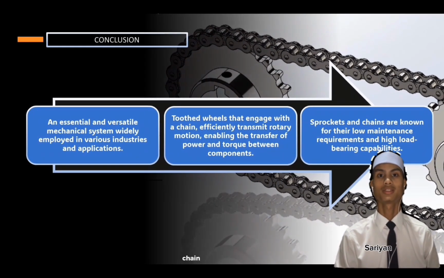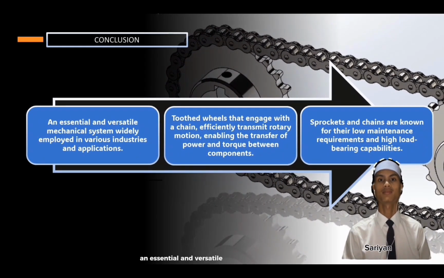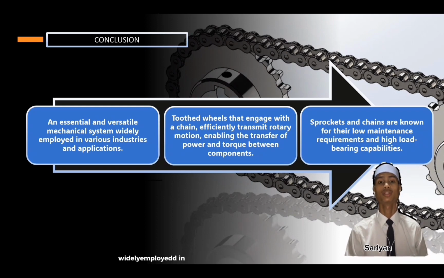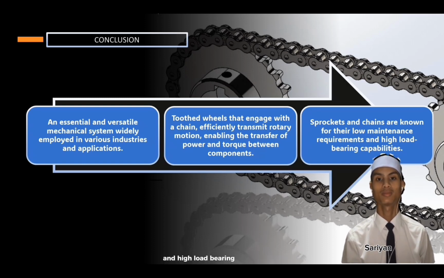In conclusion, chain and sprocket are important and versatile mechanical systems widely used in various industries and applications. Next, the function of the sprocket involved with the chain is to transmit the rotating motion efficiently, allowing the transfer of power and torque between the components. In addition, sprocket and chain are known for their low maintenance requirements and high load bearing capacity.